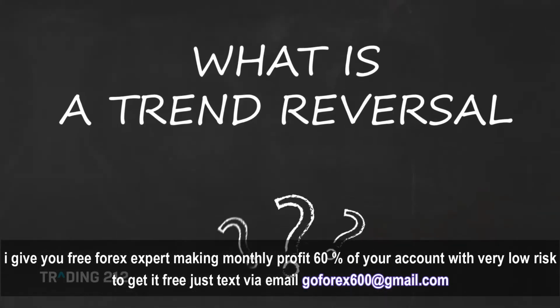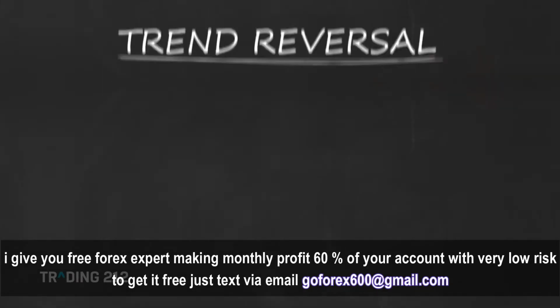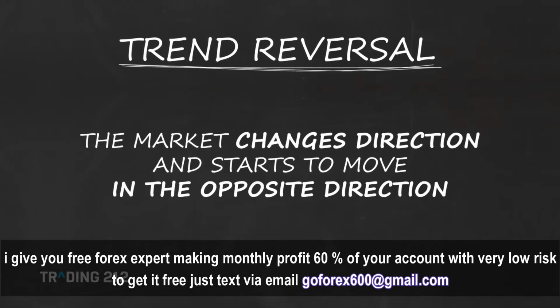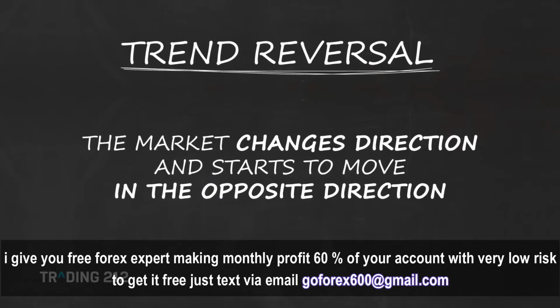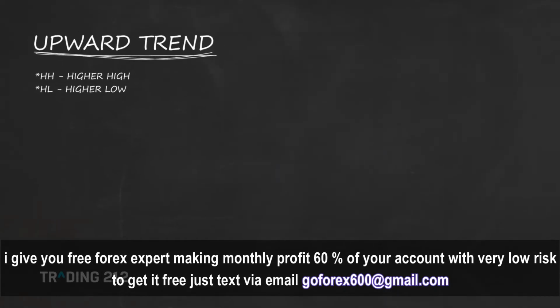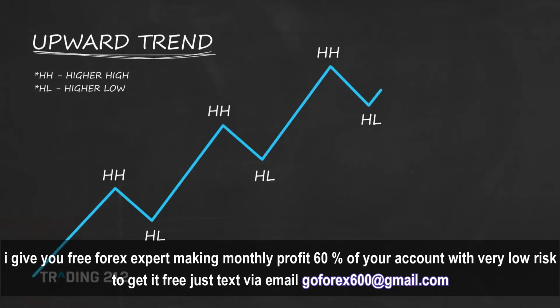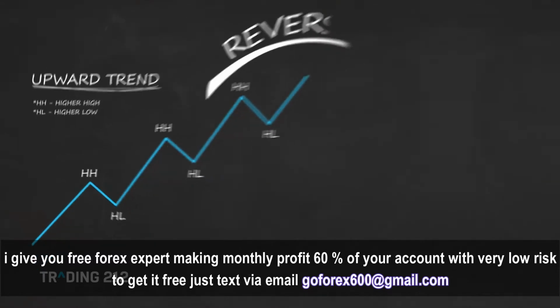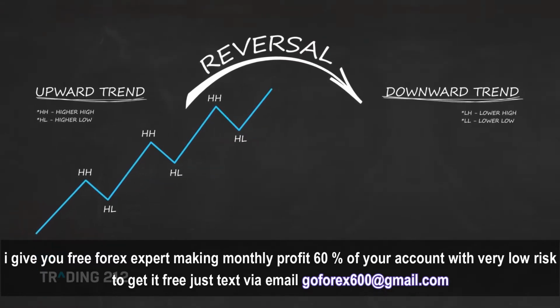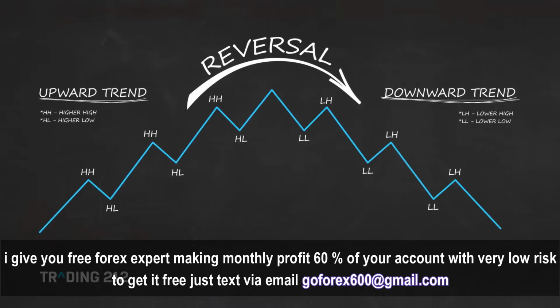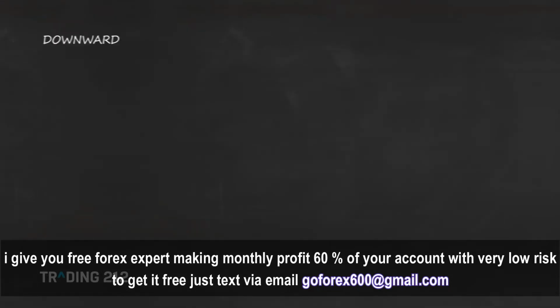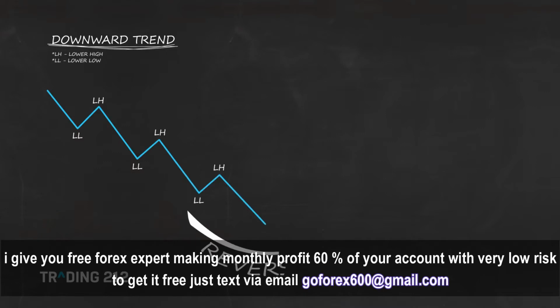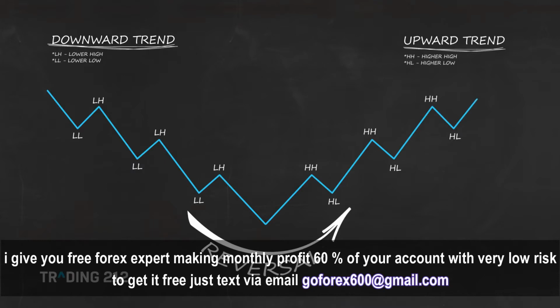What is a trend reversal? A trend reversal is when the market changes direction and starts to move in the opposite direction. An uptrend, which is identified as a series of higher highs and higher lows, reverses into a downward trend by changing into a series of lower highs and lower lows. By extension, a downward trend, which is identified as a series of lower highs and lower lows, reverses into an uptrend by changing to a series of higher highs and higher lows.